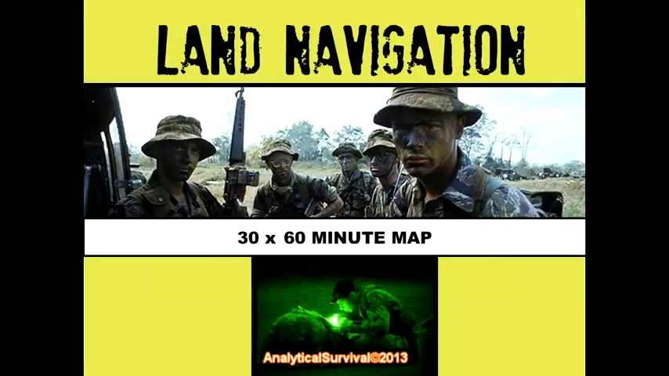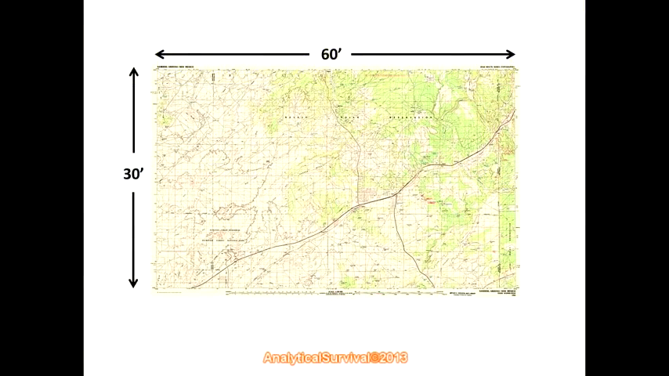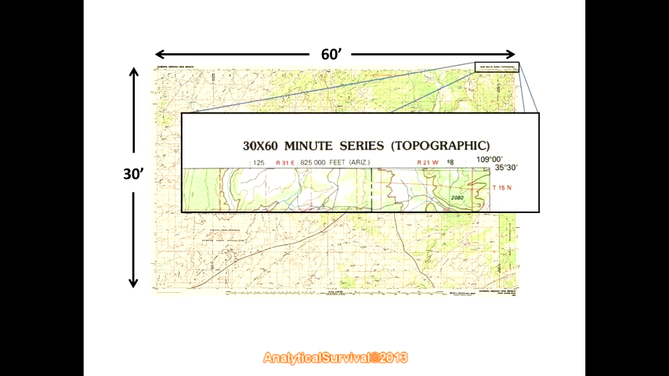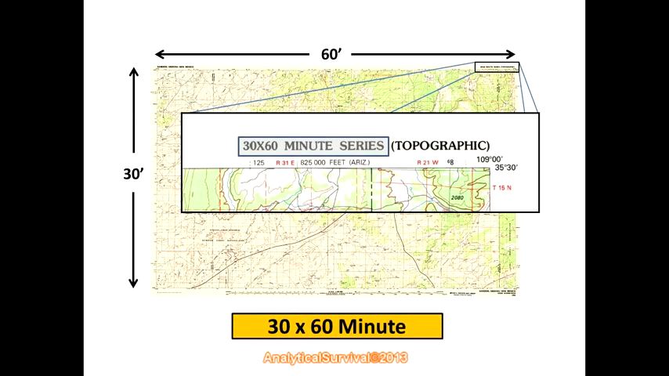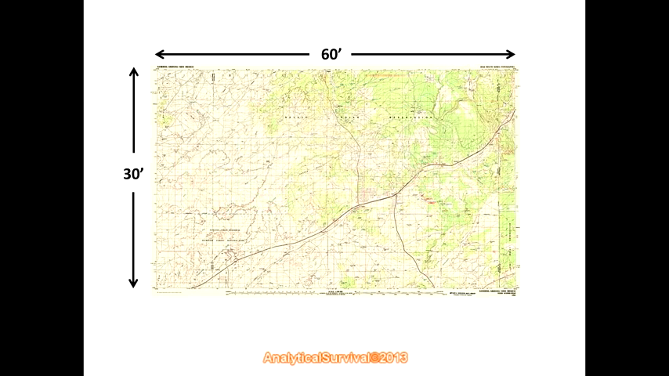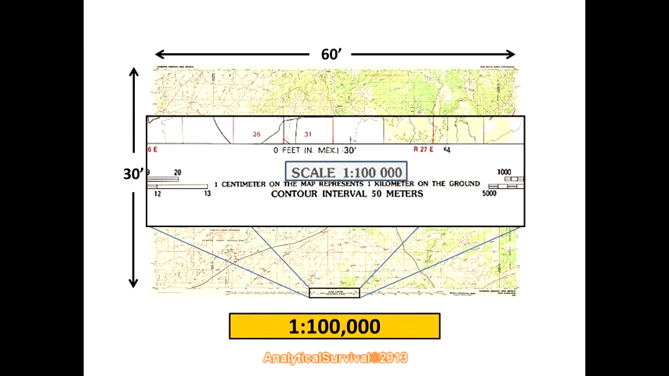Let's take a look at a 30-minute by 60-minute map. And here it is. Do you notice the increased detail? Now, the size of the map is noted in the upper right-hand corner, and this is indeed a 30 by 60 minute series topographic map. And the scale found at the bottom is 1 to 100,000.